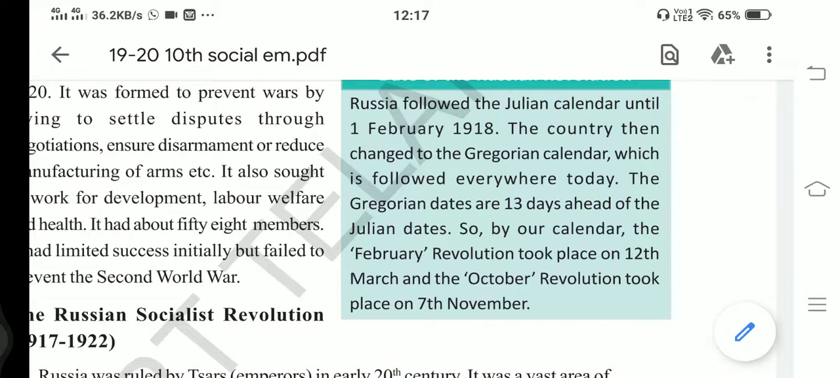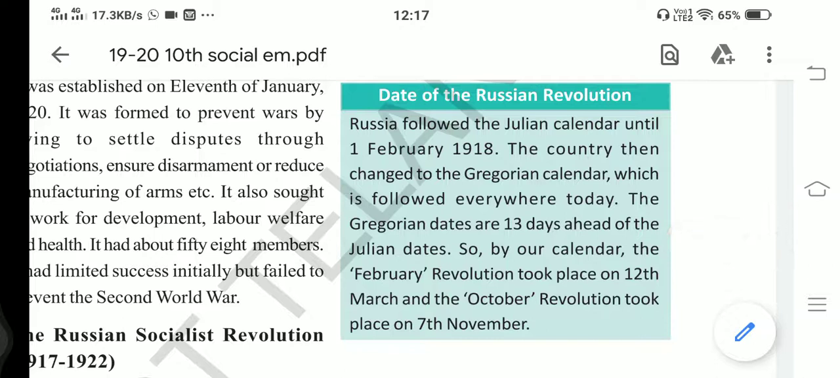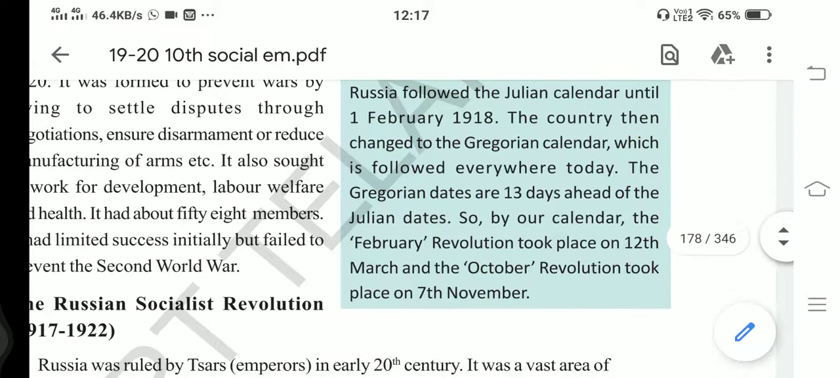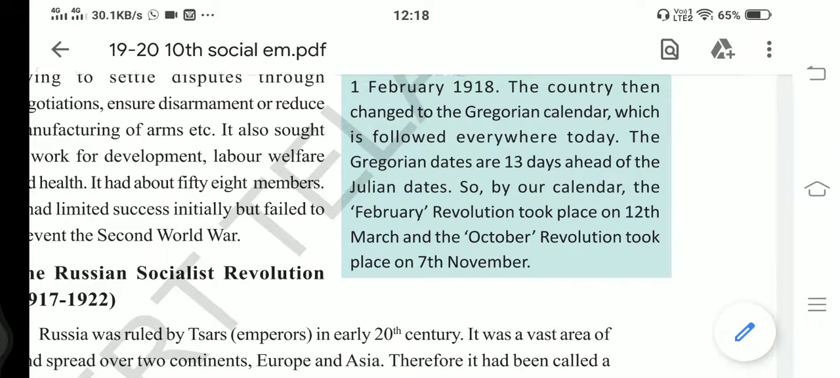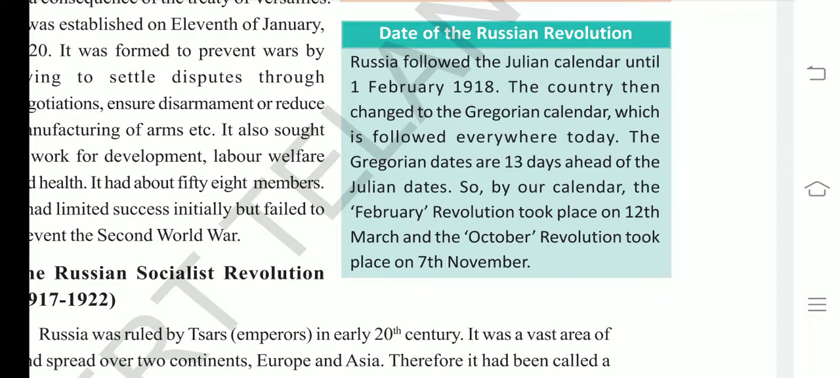So actually, the revolution that occurred in the month of February falls in March as per the Gregorian calendar. So we call the February revolution the March revolution. By our calendar, the February revolution took place in the month of March because there is a 13 days difference. The actual revolution occurred in February as per the Julian calendar. But after 1918, they started following the Gregorian calendar. So by the Gregorian calendar, the revolution that occurred in February falls in March. So it is called the March Revolution. Similarly, the revolution that occurred in October falls in November. So it is called the November Revolution.